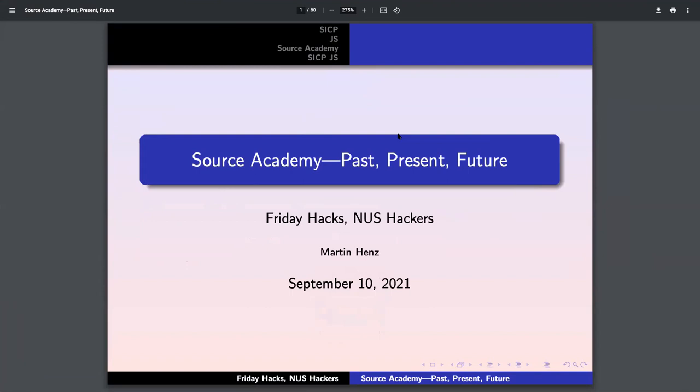Very pleased to be here and to share some ideas with you this evening on the Source Academy and the system that we've been building here in the School of Computing. But I also would like to take you into the history of computing, because I think this effort connects to the last 50 or even 60 years of computing. It's this one. So, Source Academy: past, present, and future.